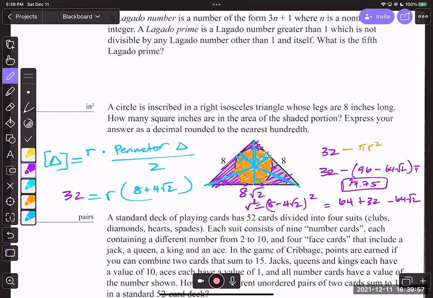About how we got 32, is it just 8 plus 4 root 2? No. This 32 right here, right? Which one? This 32 or this 32? The 32 from before. This was just 8 times 8 divided by 2. Oh, yeah, because these two meet at a right angle. So that's your base and your height.